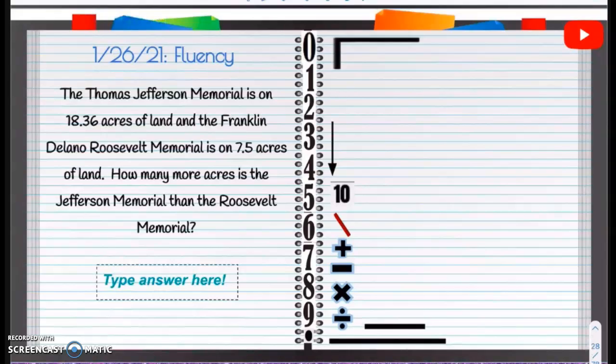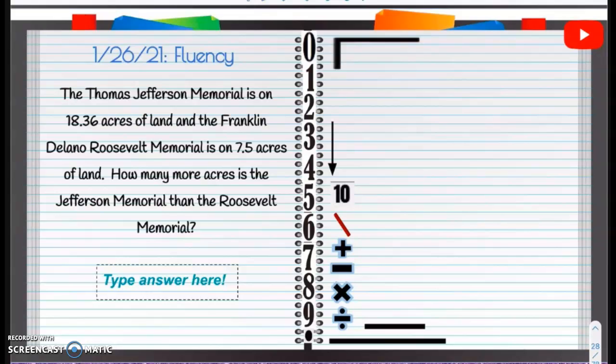January 26th, 2021. Fluency. The Thomas Jefferson Memorial is on 18 and 36/100 acres of land, and the Franklin Delano Roosevelt Memorial, ooh, that's a tongue twister, Franklin Delano Roosevelt Memorial is on 7 and 5/10 acres of land. How many more acres is the Jefferson Memorial than the Roosevelt Memorial?